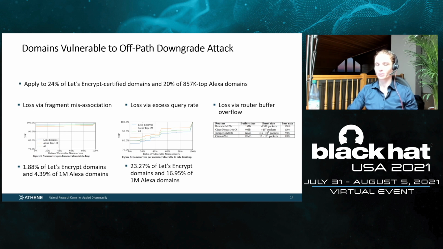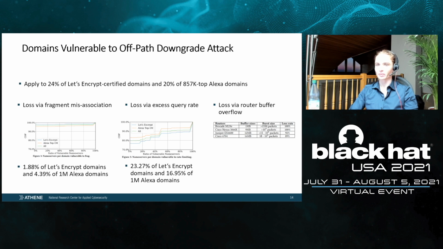We found that almost 2% of Let's Encrypt certified domains and a bit more than 4% of 857,000 top Alexa domains fragment responses and also have predictable IP ID allocation. This means that the adversary can easily match a spoofed second fragment that would be reassembled with a genuine first fragment from the name server.